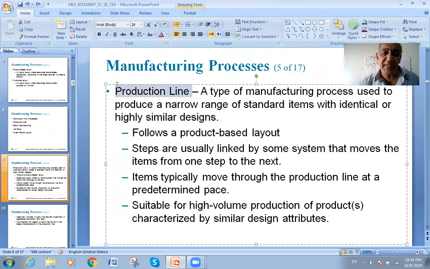The first type of manufacturing process is the production line. A production line is a manufacturing process used to produce a narrow range of standard items with identical or highly similar designs. Remember the biscuits, the chocolates, it's all standard. When you press the machine button, it will work, it will give production, it won't stop producing. It's very difficult to change the specifications or customize the product based on the customer's orders. It's impossible here.